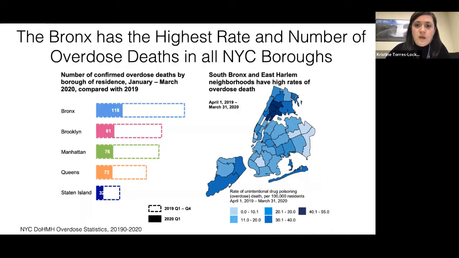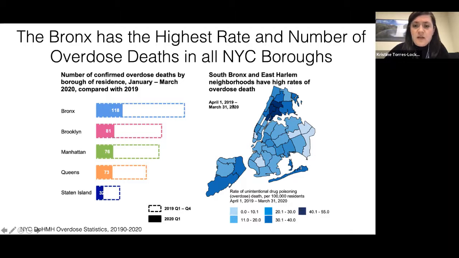So that's national data. Looking a little bit more locally, what exactly is happening in terms of overdose deaths here in our borough? I want to draw your attention to the heat map on the right. Obviously the darker blue is more cases of overdose deaths. And we see the South Bronx and East Harlem, so the patients that we serve, have the highest rates and numbers of overdose deaths in all of the city.